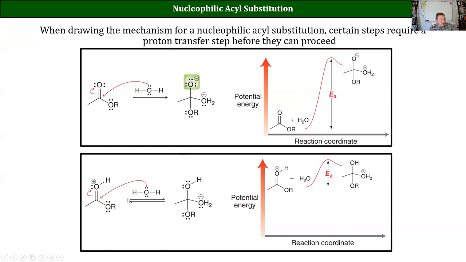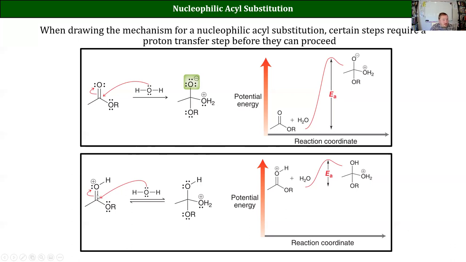So, for instance, if we have water acting as a nucleophile for an ester, having water attack the carbonyl and breaking that to make a water molecule attached with an alkoxy ion right next to it, is very uphill in energy because you've got a very weak nucleophile and you're making a very strong base in terms of turning this into something with a negative charge. So that's a big jump in terms of transition state energy.